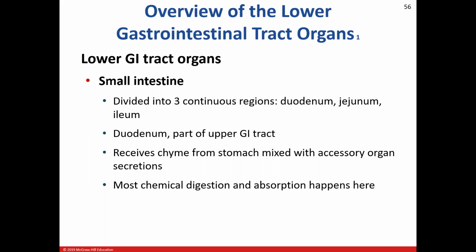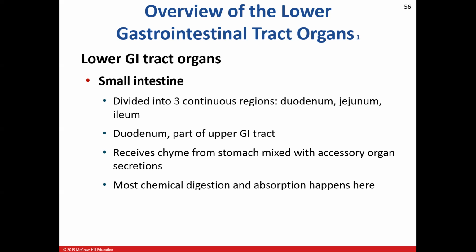So we just finished up with the stomach, and if you recall, I did mention that the small intestine follows the stomach. Considering that the duodenum is the first portion of the small intestine, it is actually still considered part of the upper gastrointestinal tract, okay? But we are going to talk about it here as we talk about the lower GI tract. With the small intestine, we've learned before that there are three portions: the duodenum, the jejunum, and then the terminal portion, the ileum.